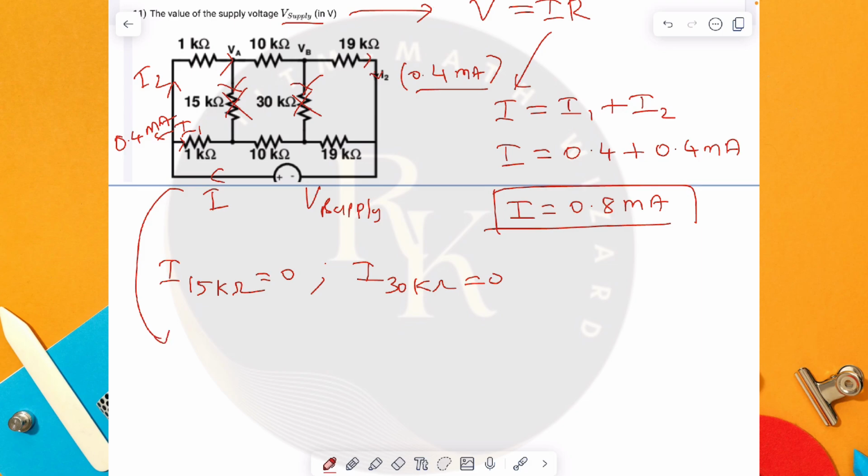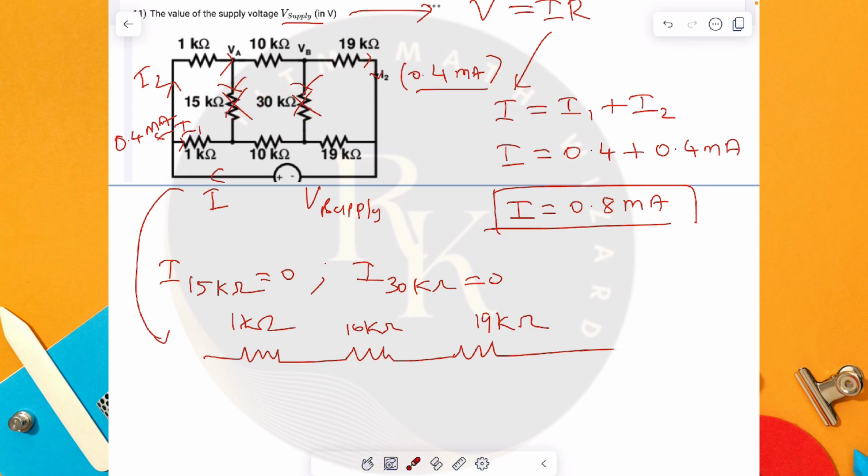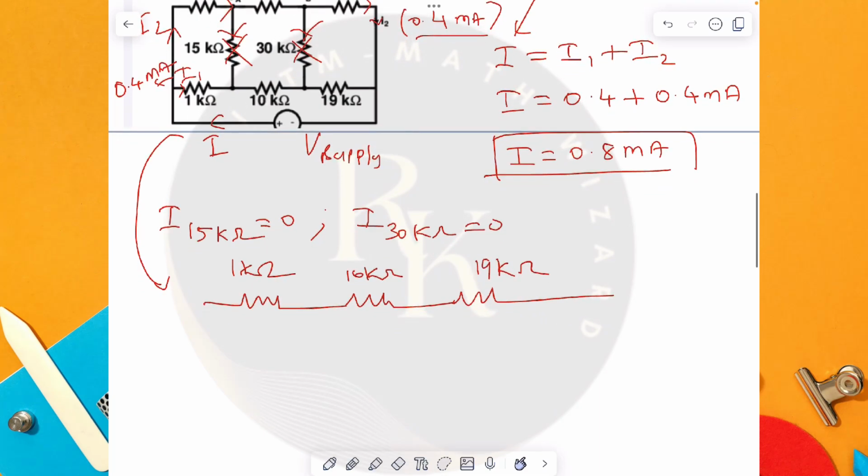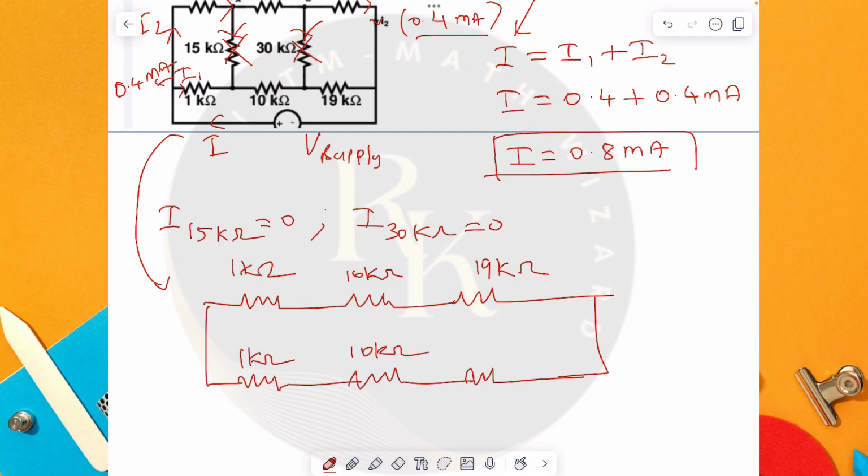Listen very carefully. So this one like this, then like this. What are the values? 1 kilo ohm, next is 10 kilo ohm, next is 19 kilo ohm. Here the 15 kilo ohm and 30 kilo ohm current won't flow. Therefore we are going to ignore those resistors and draw the balance resistors. Here again the same values are repeated: 1 kilo ohm, 10 kilo ohm, 19 kilo ohm, and in addition it is connected to the voltage supply.